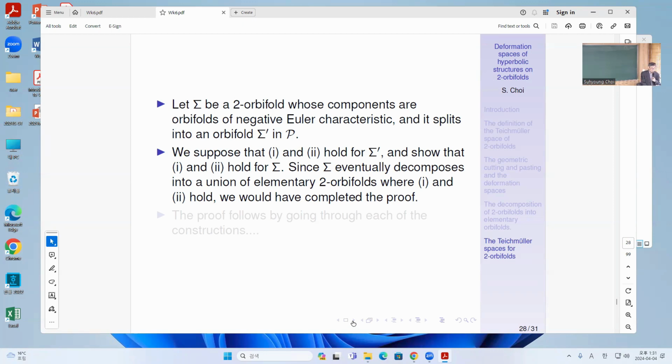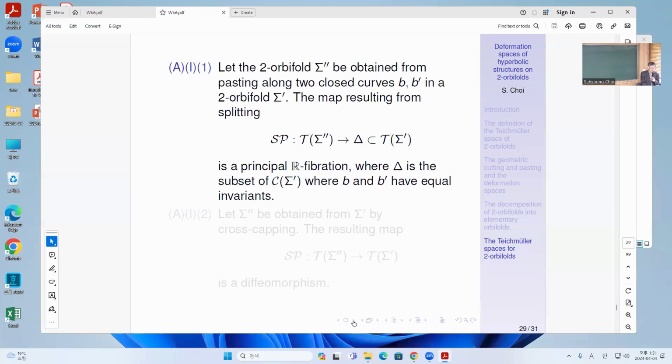So we just have to go through each construction to prove this. Okay, so for A11, this is just you have two cross curve you gluing in the boundary component of sigma prime, and then you glue. So we know that splitting map in this case it's just go to diagonal in T sigma prime where it's the subset where the lengths are the equal. Okay, so we showed that that was a fibration.